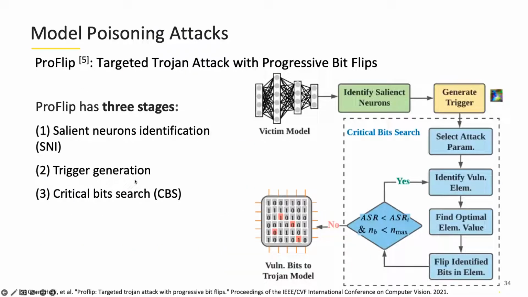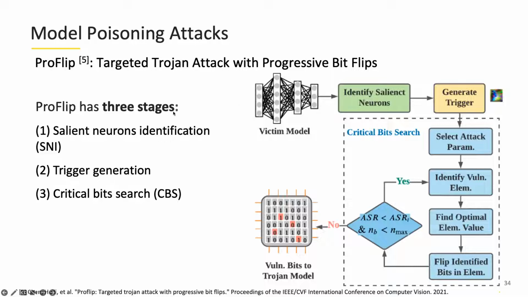Here, I'll show an example bit flip attack, which is called ProFlip. This is a targeted attack, and it also belongs to the Trojan attack that we talked about earlier, because it involves the design of a trigger that activates the backdoor. And this bit flip attack has 3 stages.